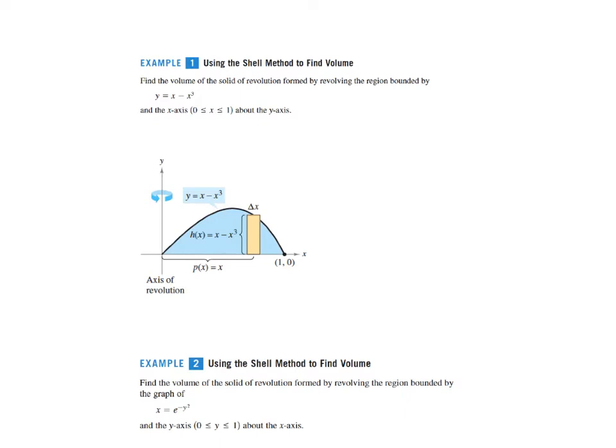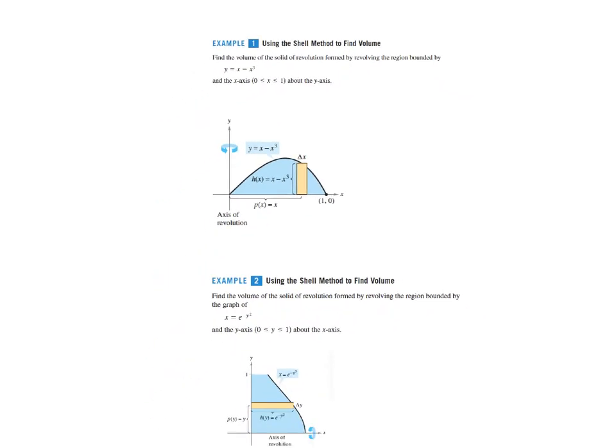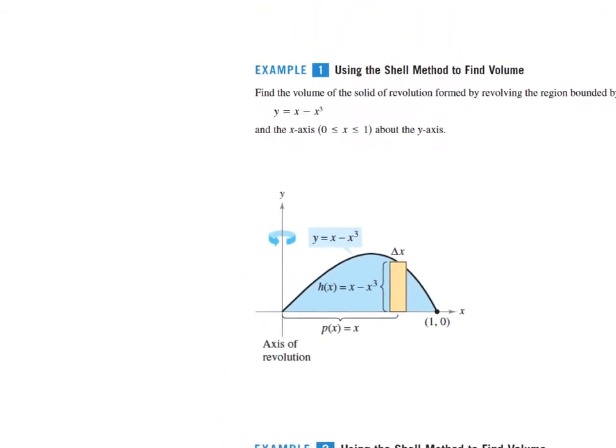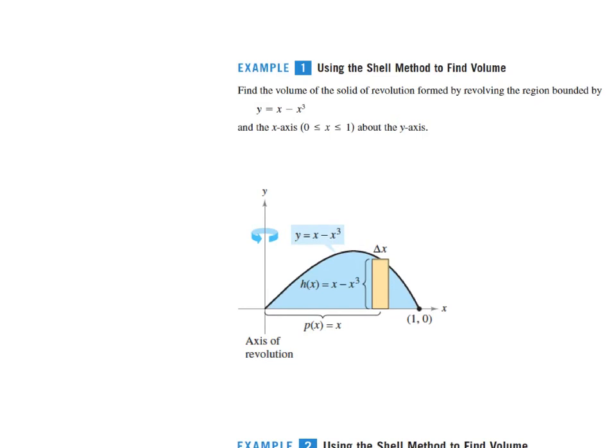We're going to have two situations: one where we have a vertical reference line, and one where we have a horizontal reference line. Here we have a solid bounded by the function y equals x minus x cubed, that's this black line, and between that and the y-axis, we're going to rotate this around the y-axis. It's going to come around and around.